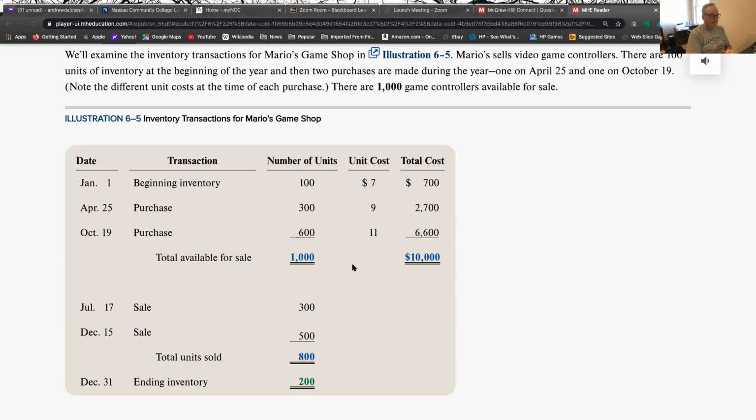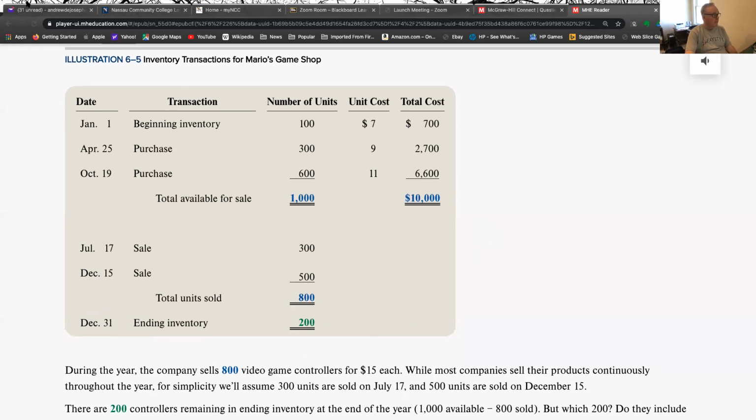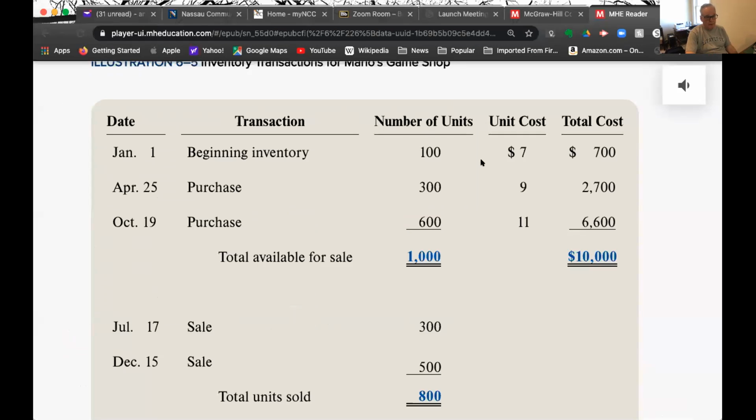Can't hear me? All right, now, during the year, and again, this isn't terribly realistic, right? They made 2 sales during the year. In July, they sold 300. In December, they sold 500. They sold 800 of these things. Well, if they had 1,000 and they sold 800, how many do they have left? 200.